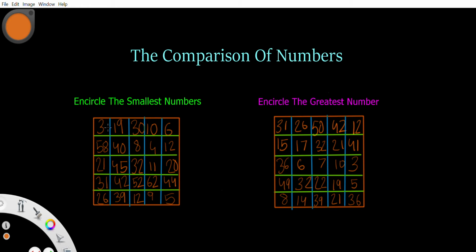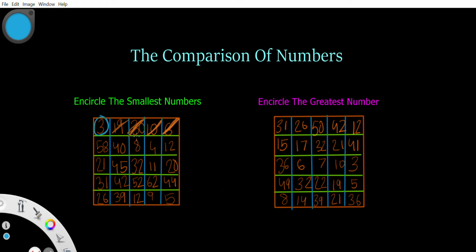So let's look at this. We have 3, 19, 30, 10, and 6. We know that 3 is smaller than 19, and smaller than 30, because 30 is a lot bigger than 3. And 10 is bigger than 3, and 6 is bigger than 3. So we know the answer is going to be 3.